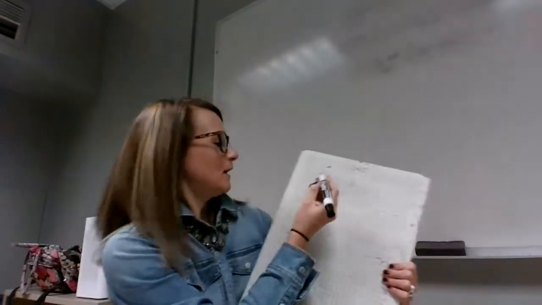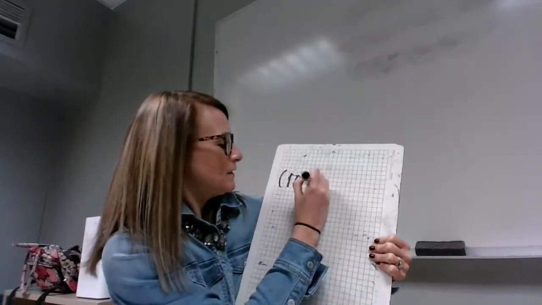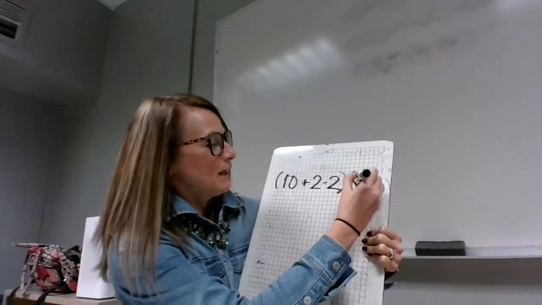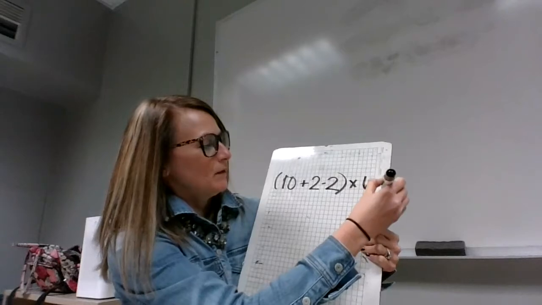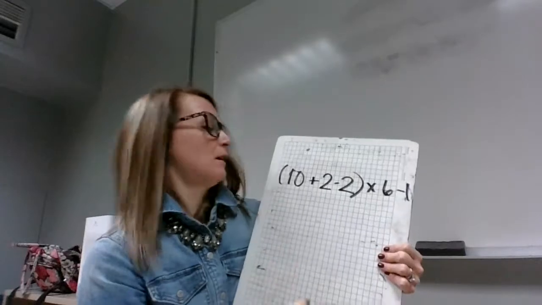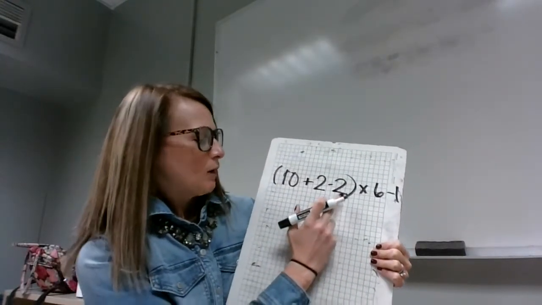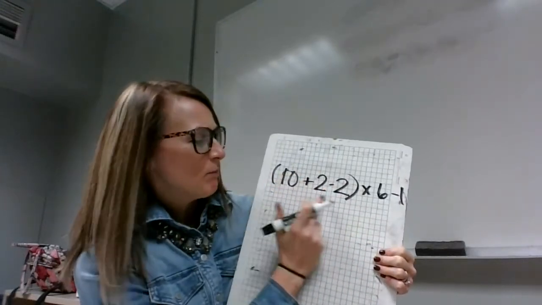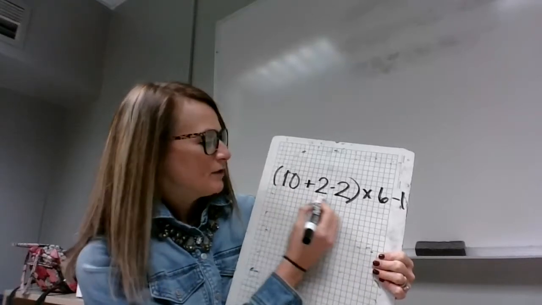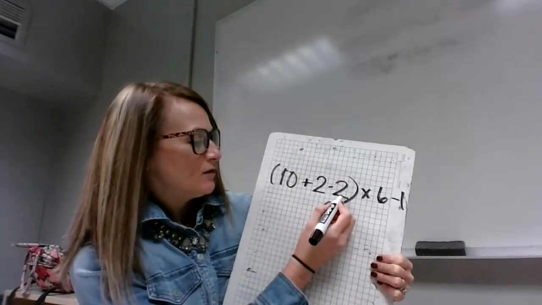Okay, so for this one, I'm going to have 10 plus 2 minus 2 times 6 minus 1. Okay, so again, first I'm always looking for my parentheses. So in my parentheses here, I have 10 plus 2 minus 2. Now within these parentheses, I need to look and see, is there any multiplying or dividing? And there's not. So I just kind of go from left to right within that parentheses. So I have 10 plus 2 is 12, minus 2 is 10.